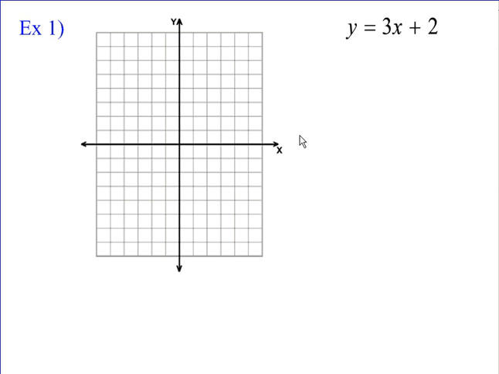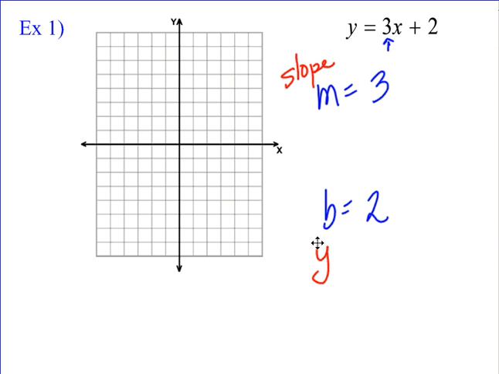So here we have an equation, y equals 3x plus 2. What we need to do is define what the slope is and what the y-intercept is. We know the slope is located right here next to the x, so that would be 3, and the y-intercept would be 2. I'm going to put down words next to these letters because I think it'll have a little bit more meaning for some of you.